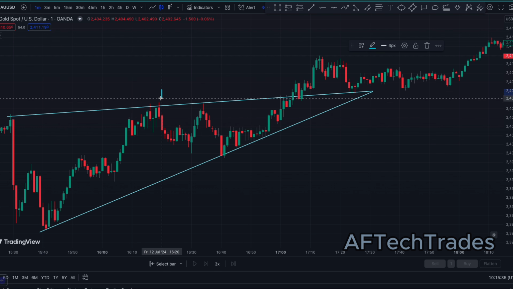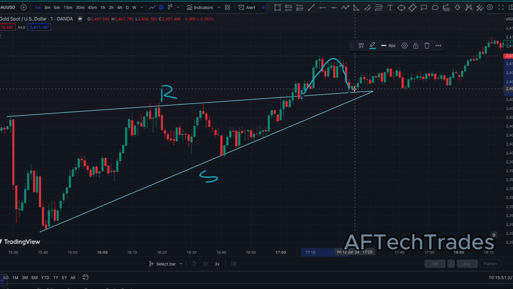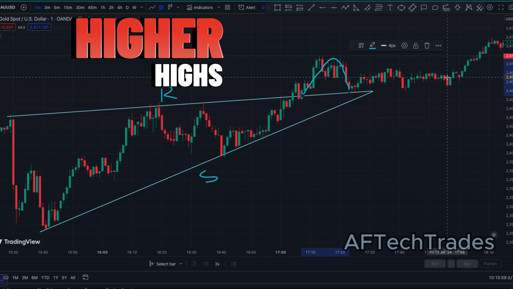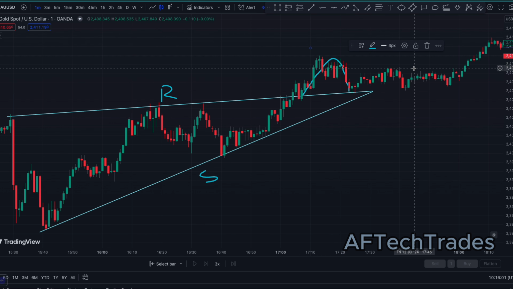So we said here is our resistance zone, right? And here is our support zone. So here is the breakout. After the breakout, it came back to this place and retested it. So in an uptrend, if the price breaks above the trend line after the retest, it will start to form higher highs. You get? It will start to form higher highs.